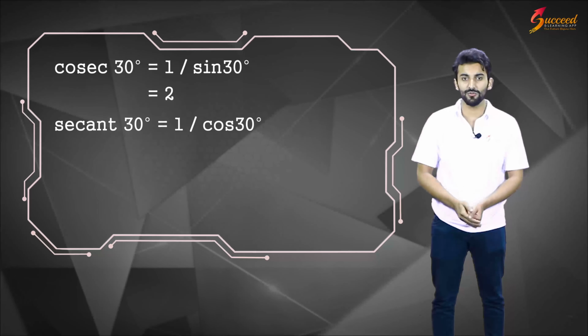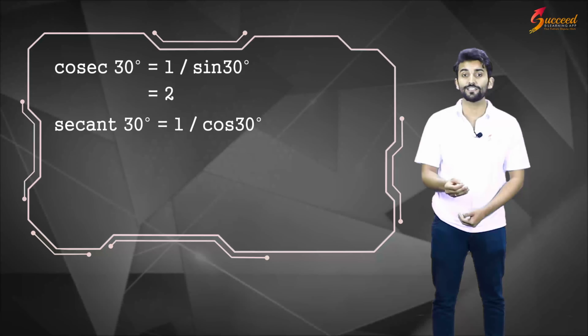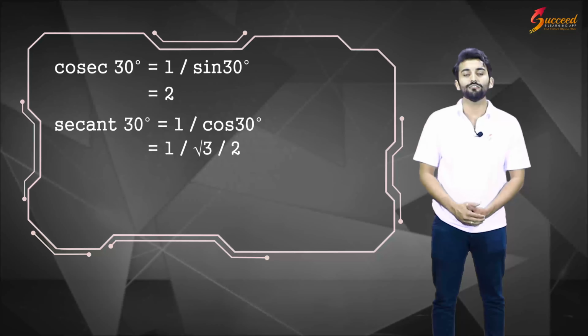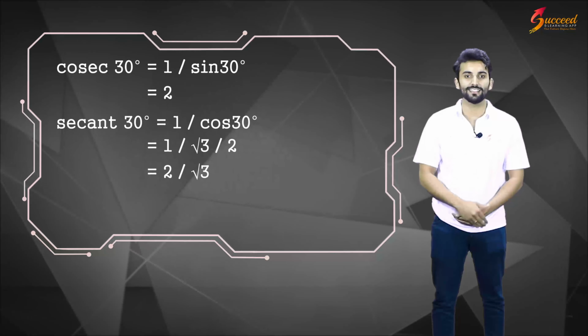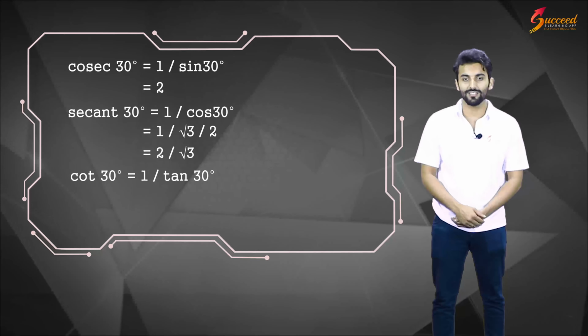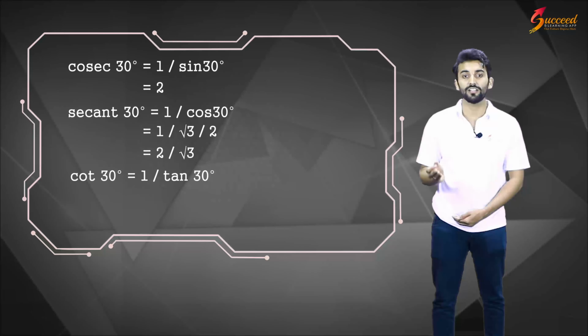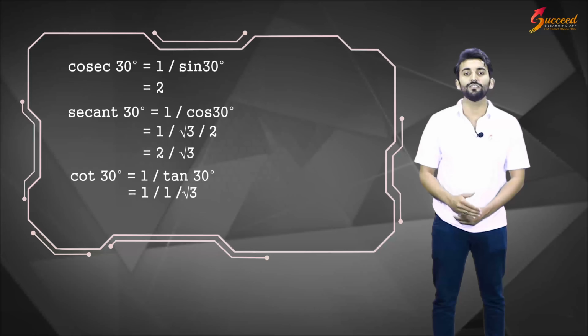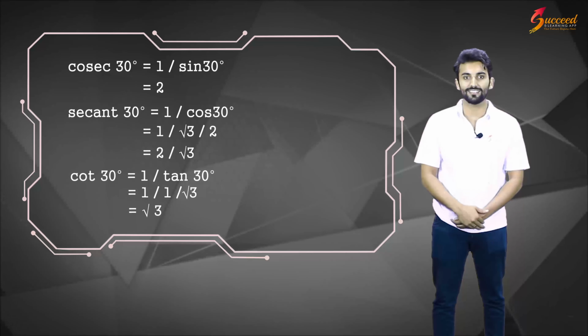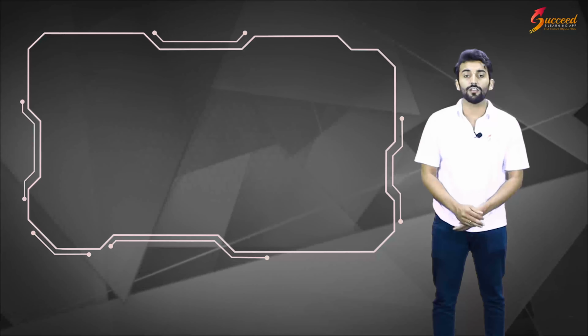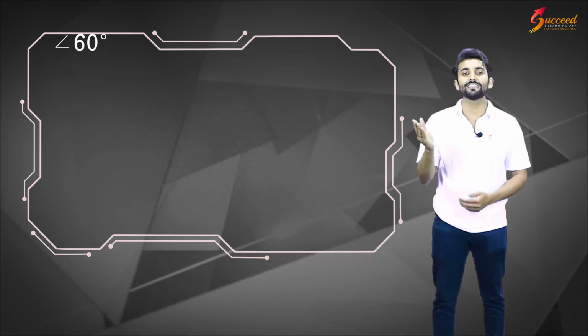Secant 30 degree is equal to 1 by cos 30 degree, which is equal to 1 by root 3 by 2, which is equal to 2 by root 3. Cot 30 degree is equal to 1 by tan 30 degree, which is equal to 1 by 1 by root 3, which is equal to root 3. Similarly, now we need to find for angle 60 degree.